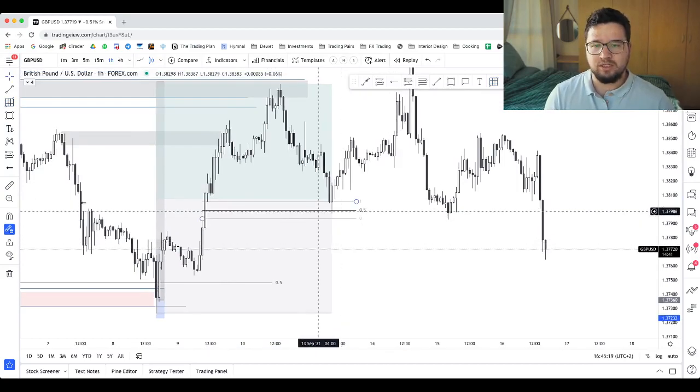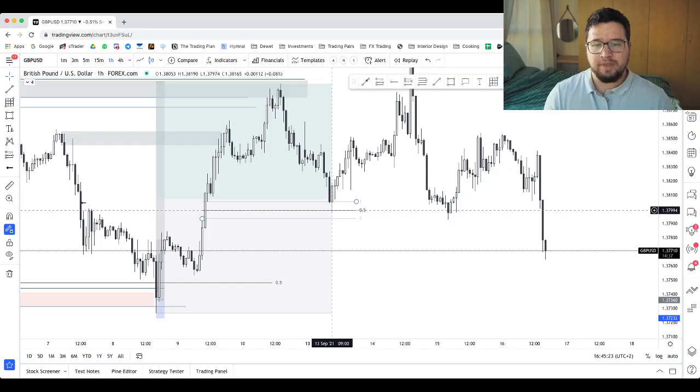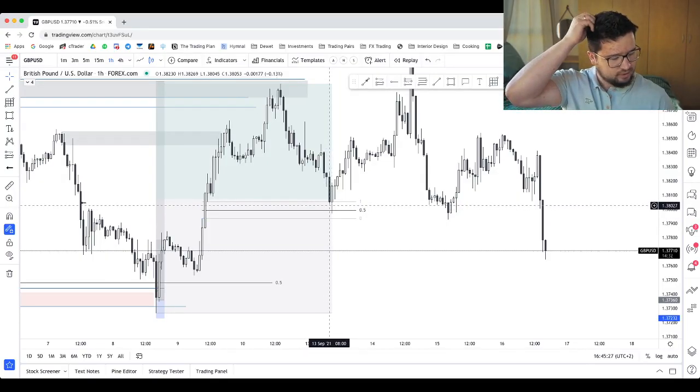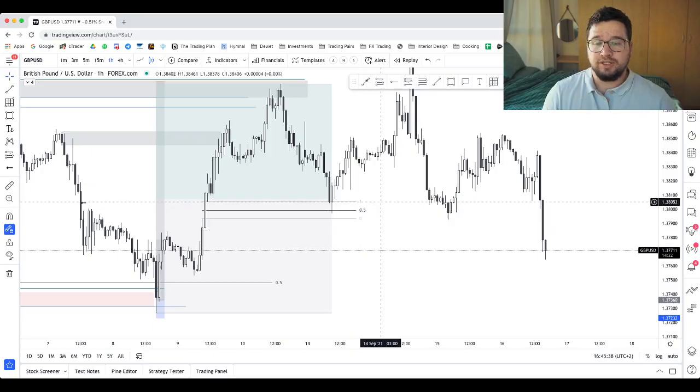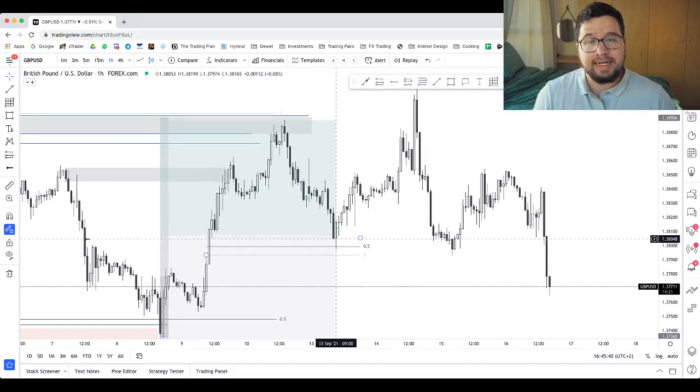There we have it, and we can see a perfect reaction off of that imbalance on the 1 hour, and that's where our week more or less started, I think, in around this area. Let's just make sure the 13th was Monday. Yes, so our week started in this area. So this is now where we're going to start looking at price action.